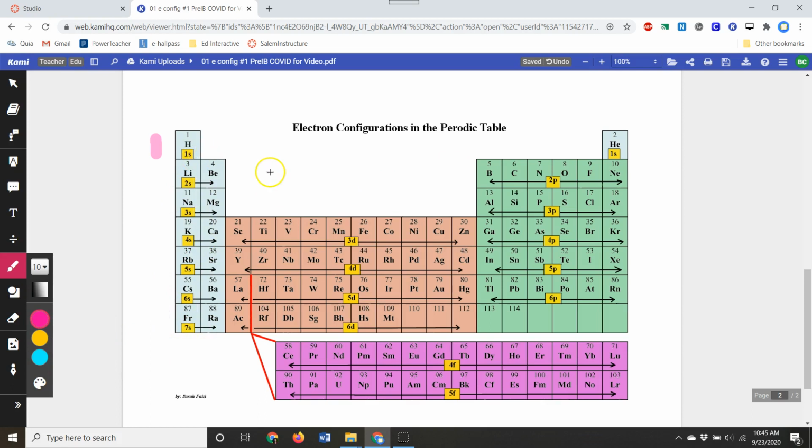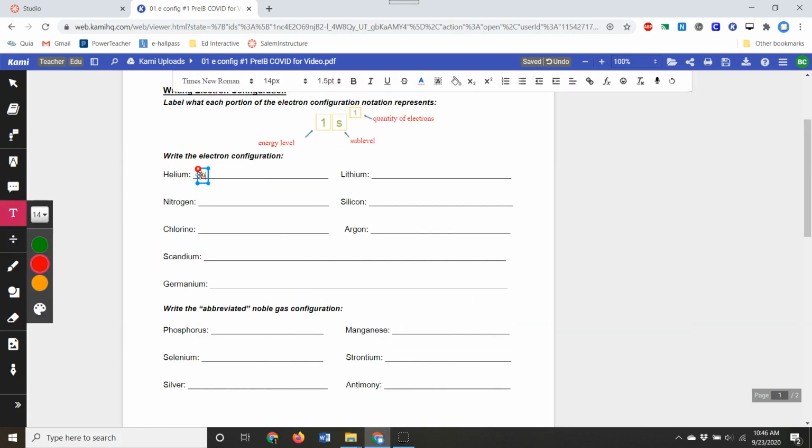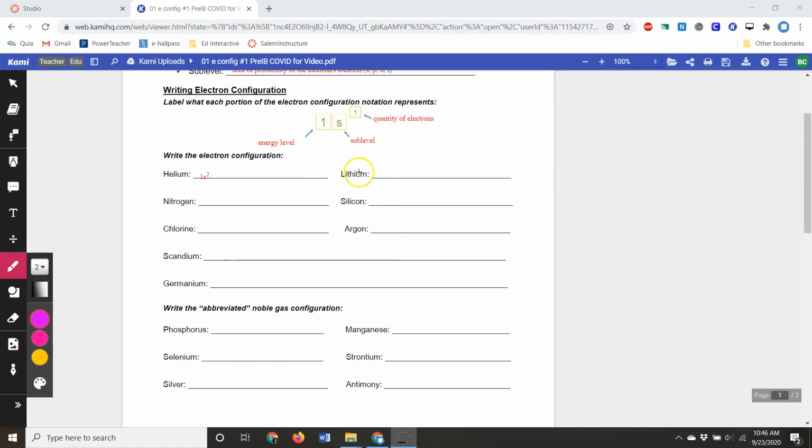So we're going to write down that helium's electron configuration is 1s, and then the superscript tool is up here, 2. That did not work. Let me try again. 1s2. So that takes into account that helium has 2 electrons. The second element that we're going to take a look at is lithium.